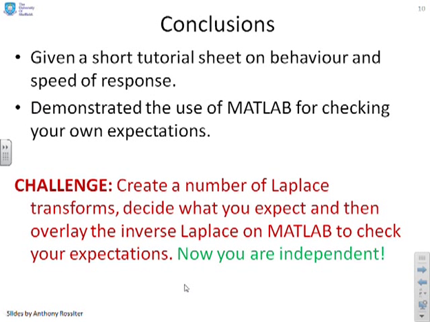So in conclusion, we've given a short tutorial sheet on behaviour and speed of response, and we've demonstrated the use of MATLAB for checking your expectations. And what you need to do now is create a number of Laplace transforms of your own, have a look at them, decide what you expect, and then use MATLAB to overlay the actual responses to check: does it do what you expect? And if it does, you've got it.